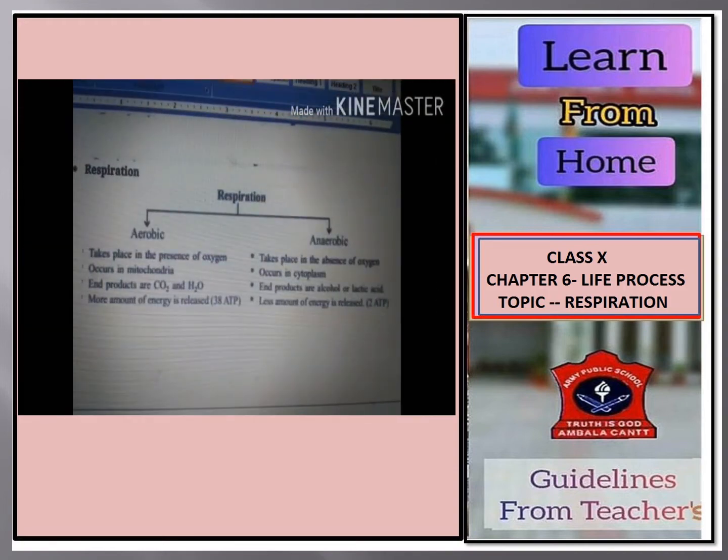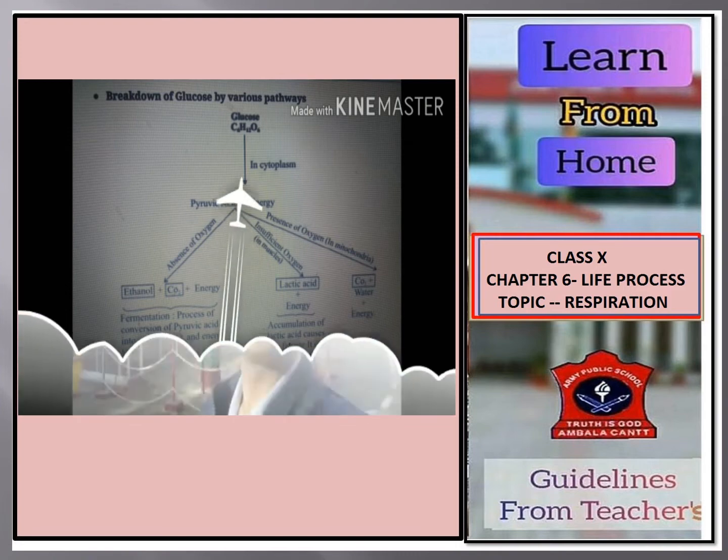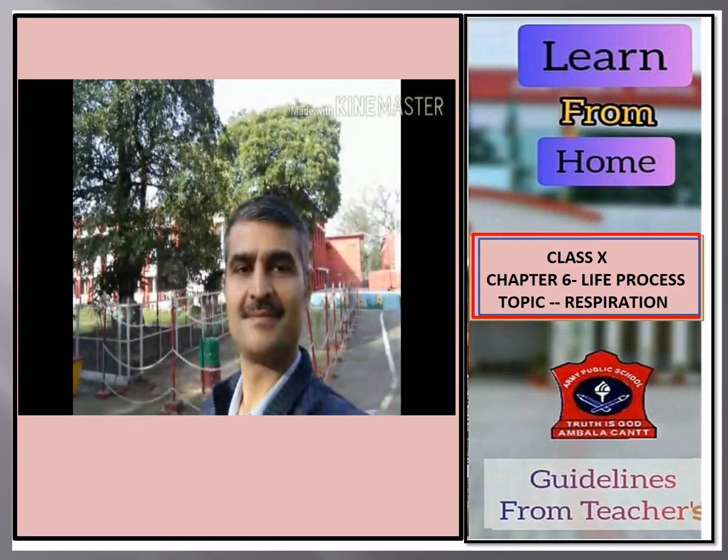So during anaerobic respiration, we get 2 ATP molecules from one molecule of glucose, whereas in aerobic respiration we get 38 ATP molecules. Sometimes when there is a lack of oxygen, our muscle cells can also respire anaerobically, but only for a short period of time.